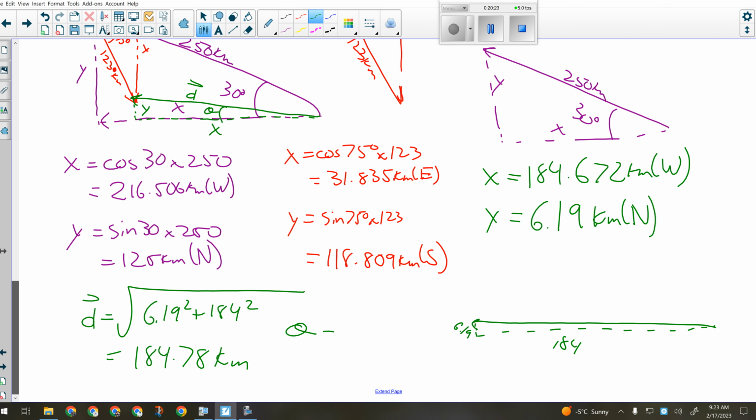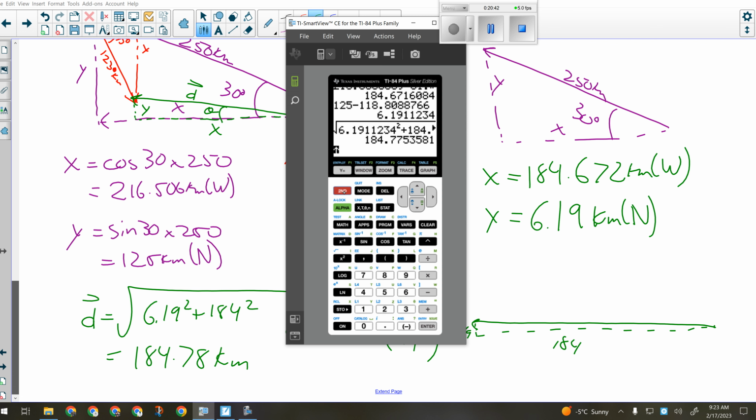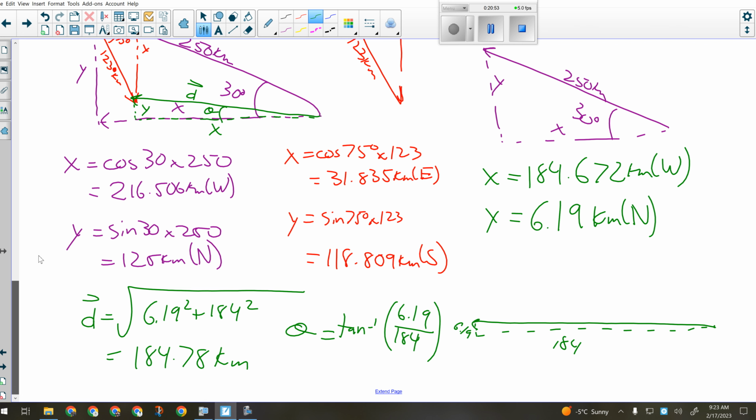Kilometers, and then to find theta, I'm going to take my triangle, so y was the opposite side, so I'll go tan to the minus 1 of 6.19 divided by 184, so it's going to be a really, really small angle, because the opposite side is very small compared to the adjacent side. And I get 1.92 degrees. And for me, that's going to be north of west, the way I drew the triangle.